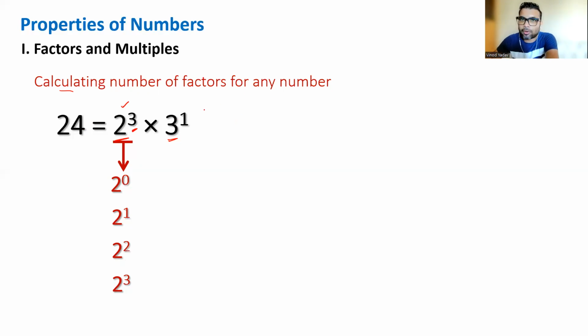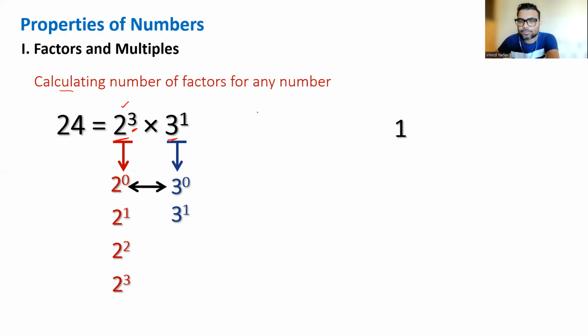Similarly, in case of 3 to the power 1, we have 3 to the power 0 and 3 to the power 1. So these are the 2 possibilities, all right? Select nothing or select that one thing. Using these possibilities, just focus on how I am deriving all those 8 factors in front of you.